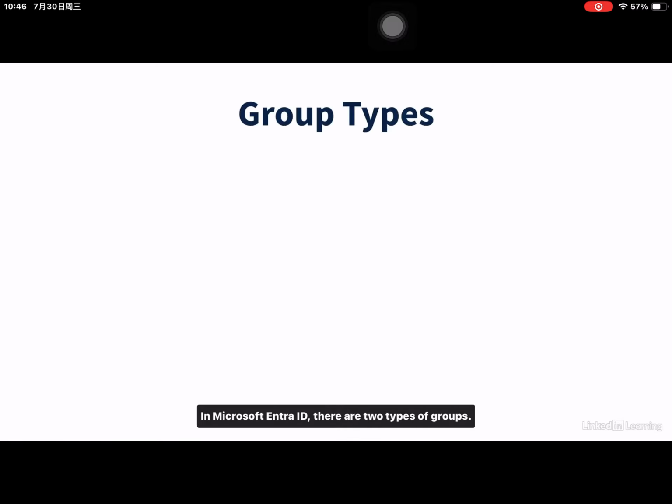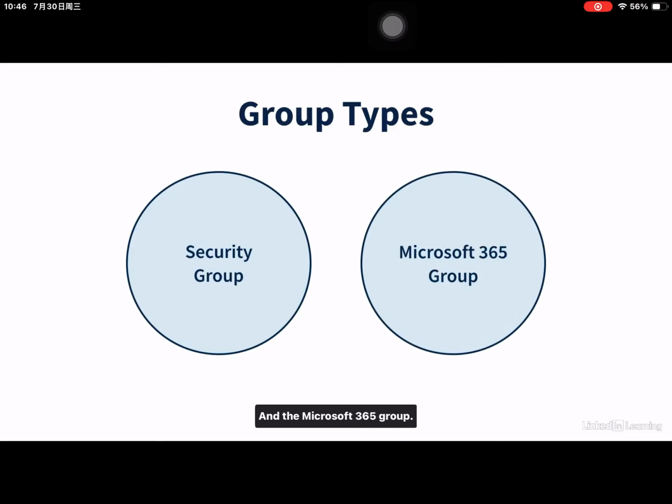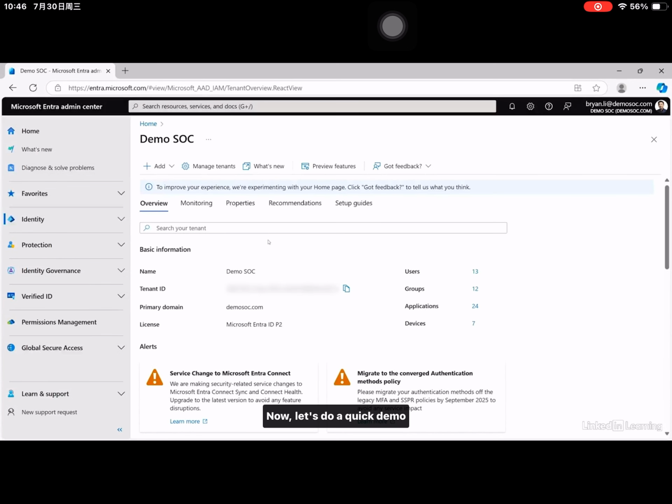In Microsoft Entra ID, there are two types of groups. Security groups. This is the most common group type. It can have members like users, devices, and service principals. And a Microsoft 365 group. This group type can only have users and members. It provides access to a shared mailbox, calendar, files, and SharePoint sites. Now let's do a quick demo of identity management in Microsoft Entra ID.